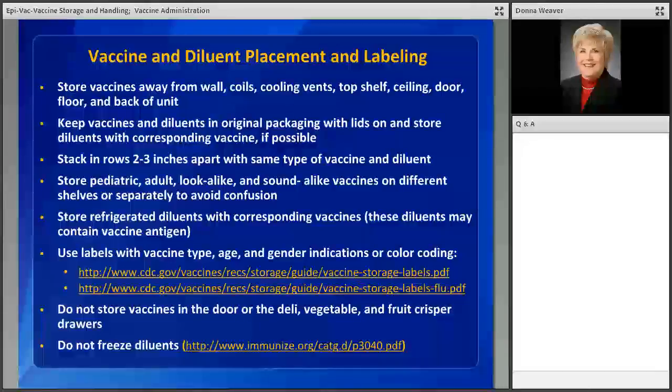Now, right now, the labels are being updated, but they should be posted within a couple of weeks, once we get all the changes made and we get them through clearance. Do not store vaccines in the doors or deli, vegetable, or fruit crisper drawers, and do not freeze diluents. We've included a link to a helpful job aid about proper storage of various diluents. Also, if you're a VFC provider, consult your state program for guidelines on storing VFC vaccines and privately purchased vaccines.